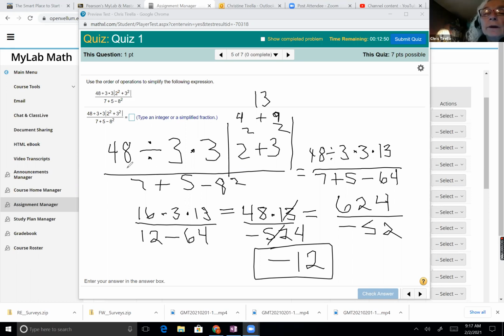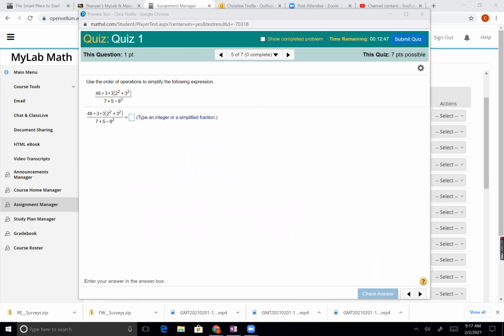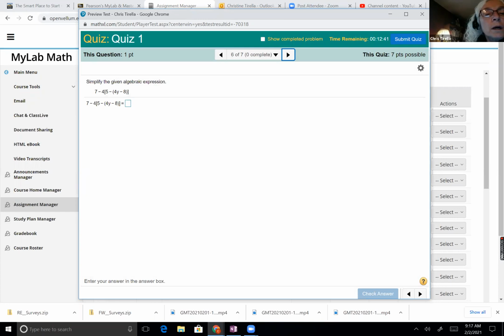Can I clear it? Yes. Then question number 6. Simplify the given algebraic expression. Again, what concerned me with this one was where we have that multiplication right in front of those parentheses. When we have that number right in front of those parentheses, that's being multiplied. So be careful with that.